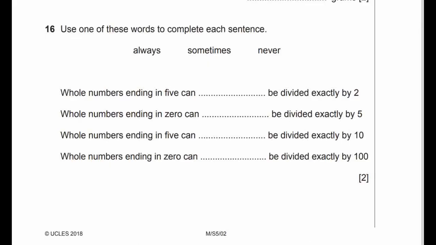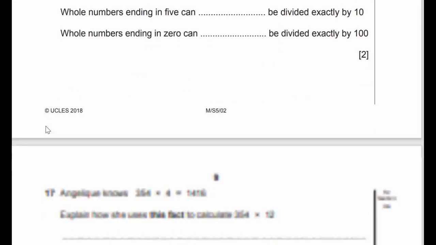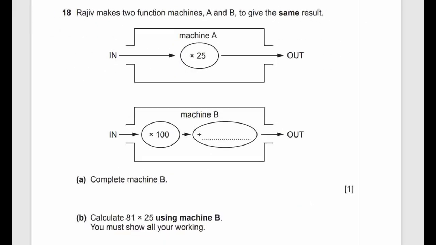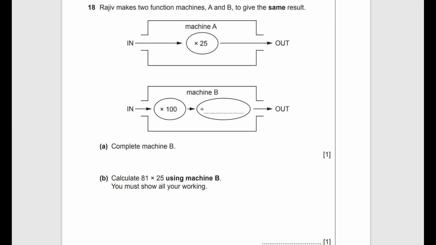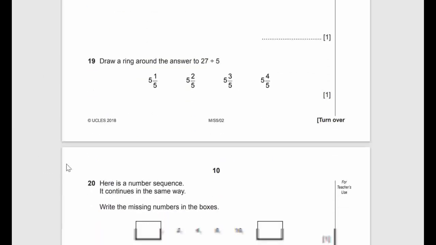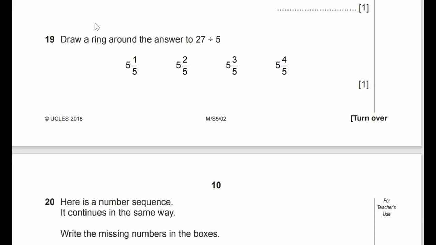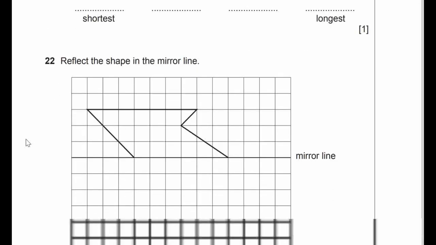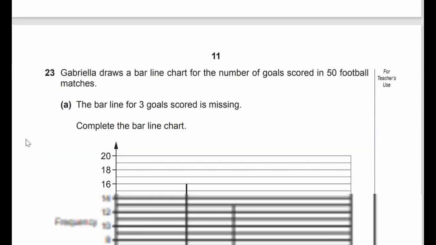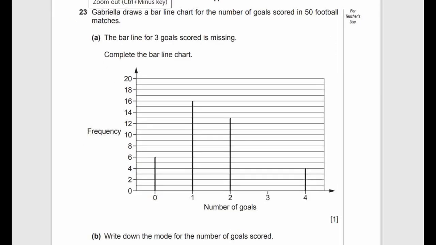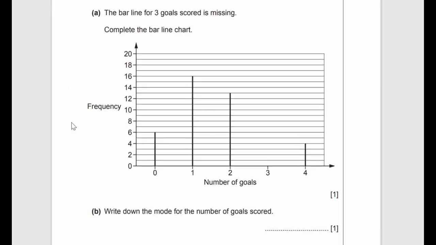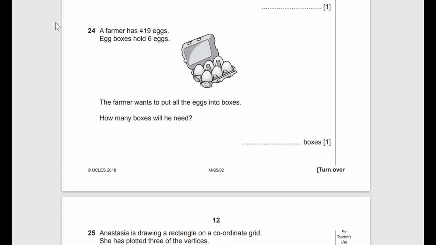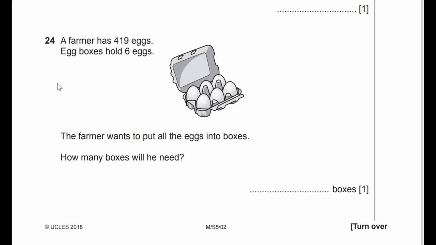This is question 16. Here we go, question 17, 18, 18A and 18B, and then 19, 20, 21, 22, 23. Let me zoom out. 23A, and this is 23B. And let's move on to question 24 and 25.